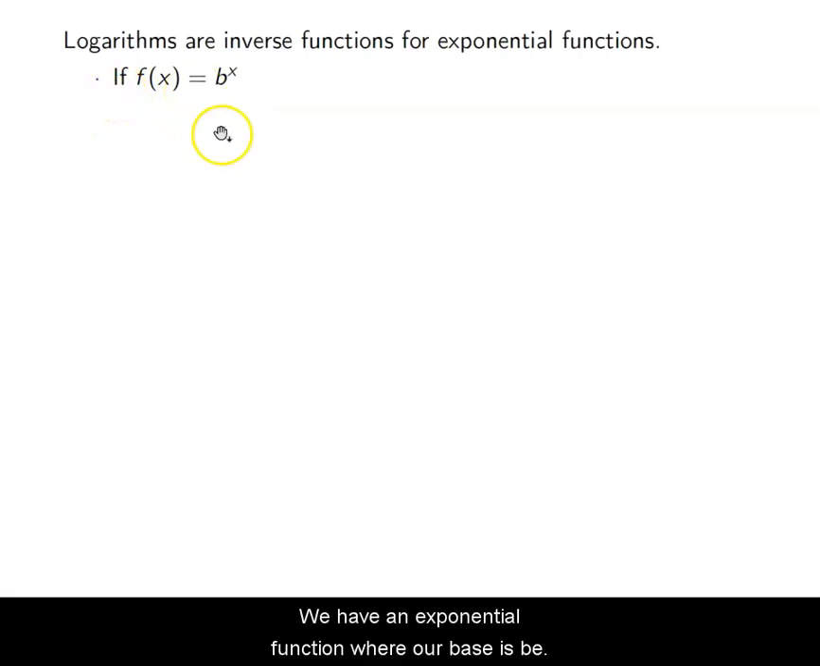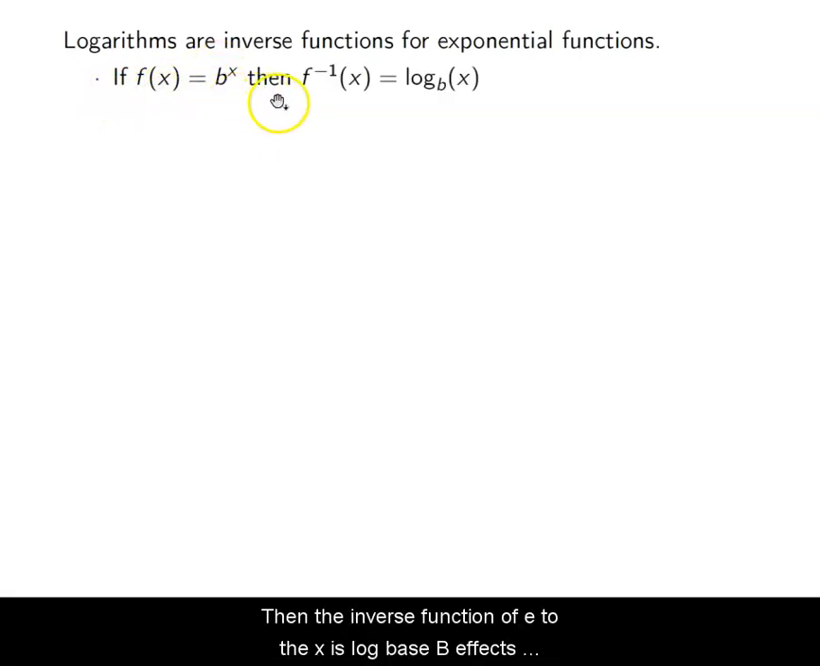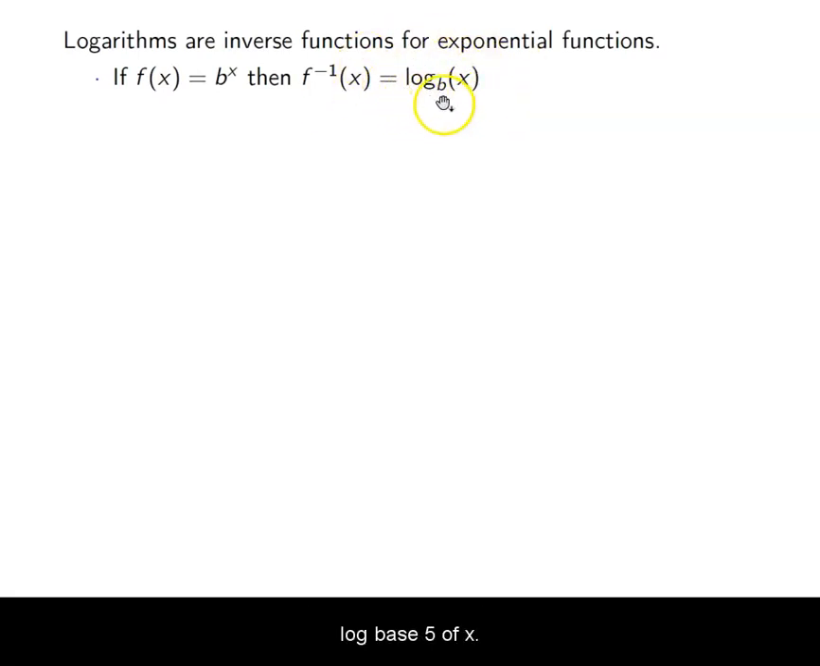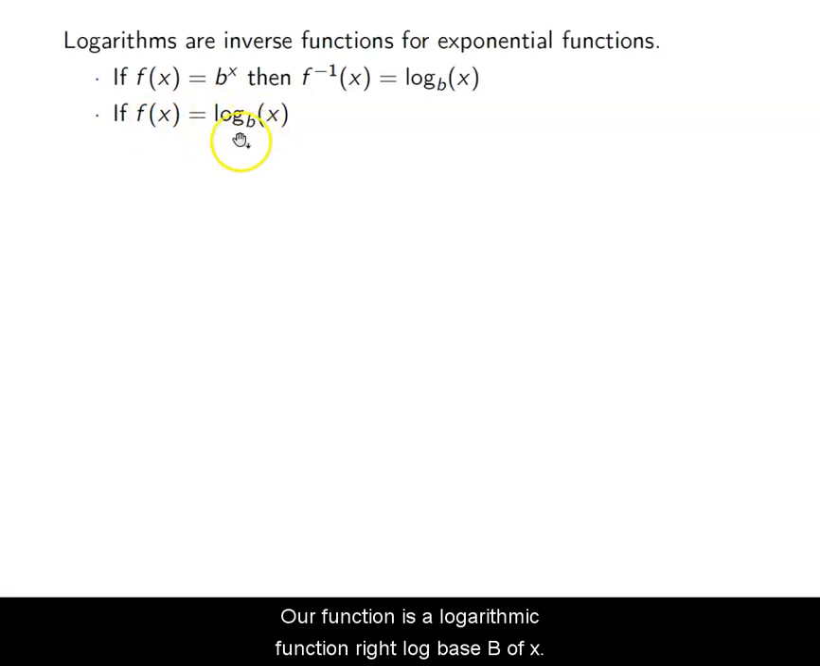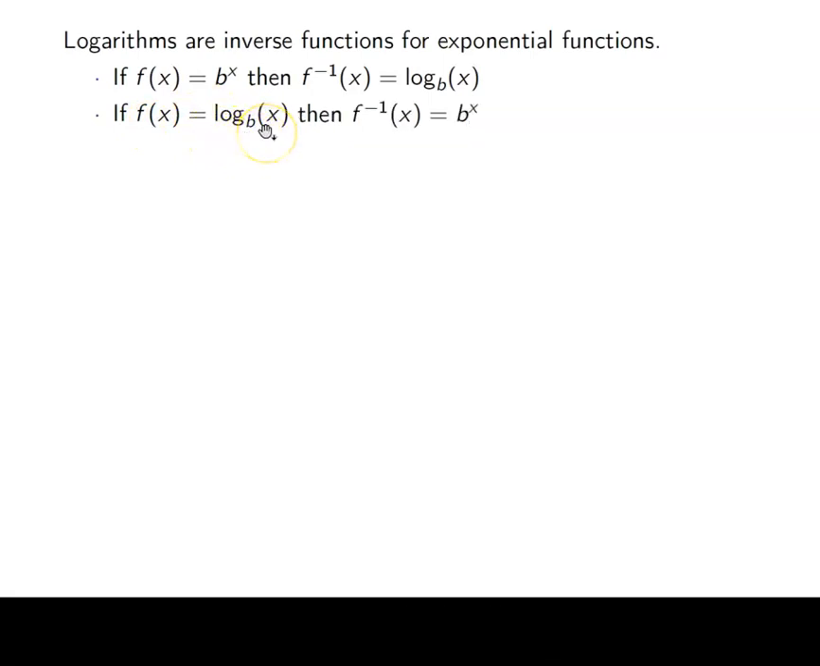So if we have an exponential function where our base is b, then the inverse function of b to the x is log base b of x, right? So that's the way that we say this. If this was a 5, we would say log base 5 of x. If our function is a logarithmic function, log base b of x, then the inverse of our function is b to the x. So they're inverses of each other.